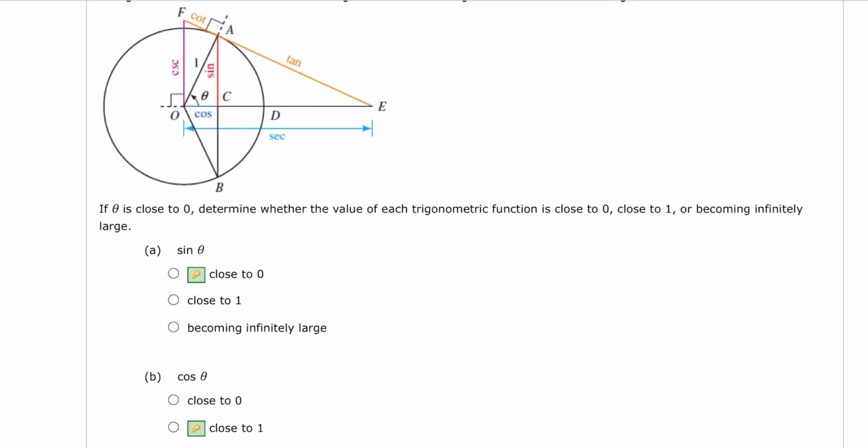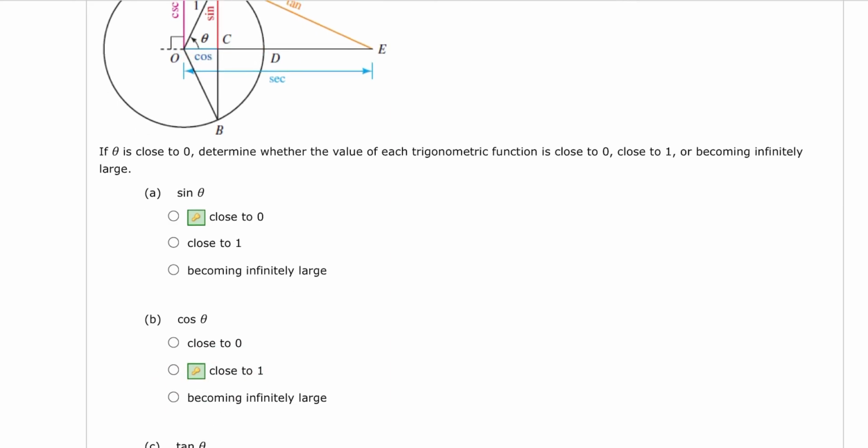What happens to cosine of theta as theta gets closer to 0? Well, cosine is adjacent over hypotenuse. Since hypotenuse is 1, it's just going to be the length of this blue line. So once again, as theta gets smaller and smaller, as you can see, the blue line is going to get longer and longer, but it's going to be contained in this circle, which the maximum value that it can take is 1. So the smaller that theta gets, this just gets longer and longer, but it cannot exceed 1. So it's going to get closer and closer to 1.